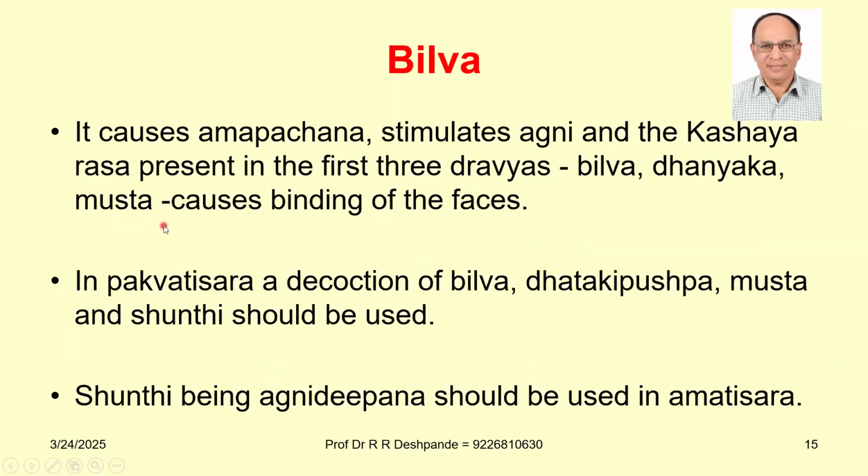Now, bilva causes, first is Amapachana, stimulates the Agni, and because of the astringent taste present in bilva, in the first three dravyas, that is bilva, dhanyaka, and musta, causes the binding of the fecal matter during loose motion. In Pakva Atisar, a decoction of bilva, dhataki pushpa, and musta, shunti should be used. Shunti is also Agni Deepana, stimulating the digestive juices and the enzymes, should be used in Amatisar.